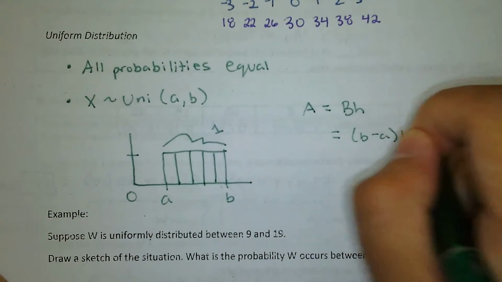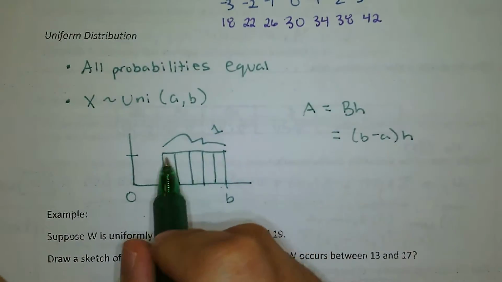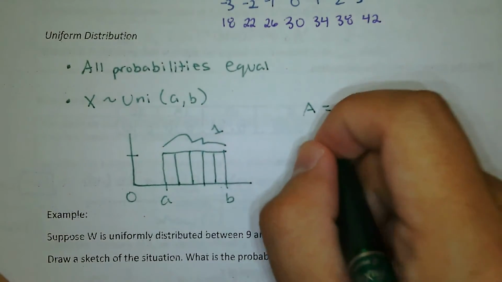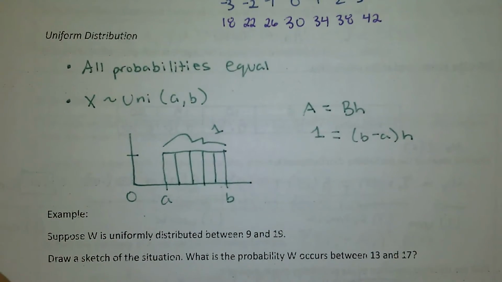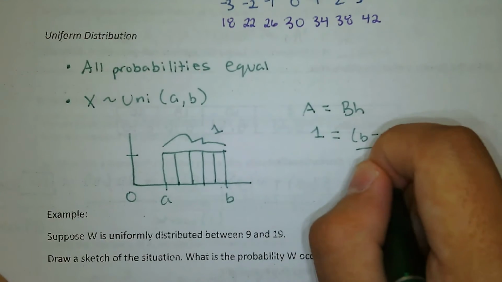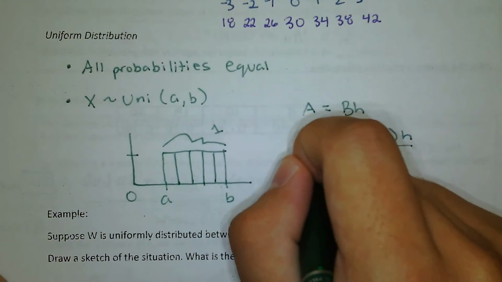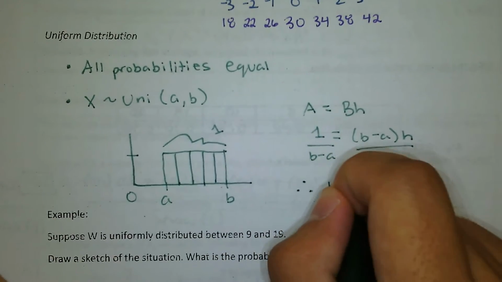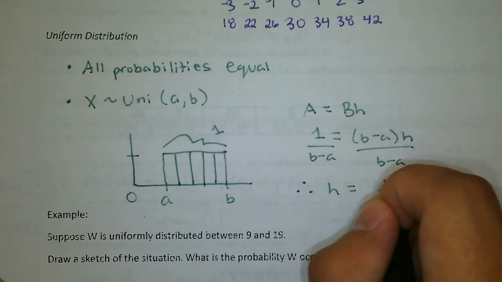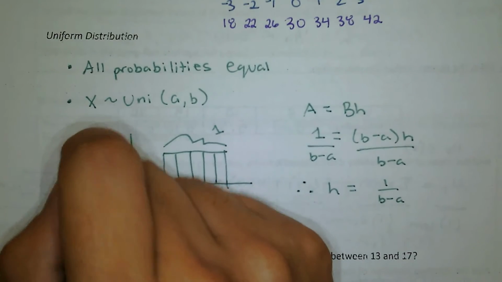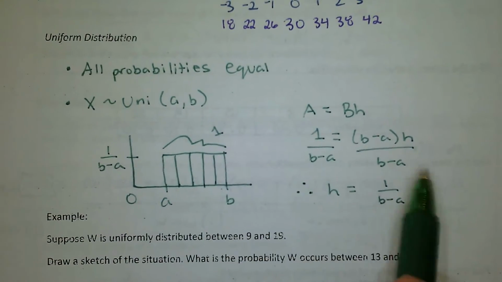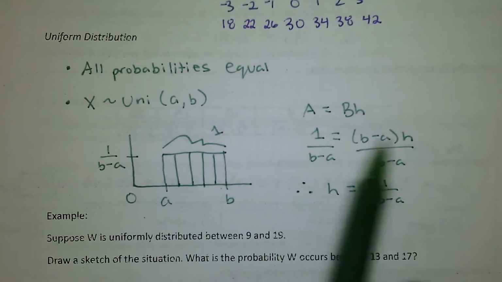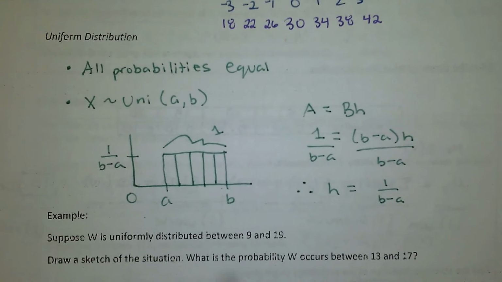I need to figure out the height, and I know that the area under a curve must always be 1. So using literal equations here, if I wanted to solve for the height, I'm going to divide both sides by B minus A, so we obtain that the height of the model must be 1 over B minus A. So if I multiplied B minus A times 1 over B minus A, I'll always end up with the result 1. So this is what we call the uniform distribution.